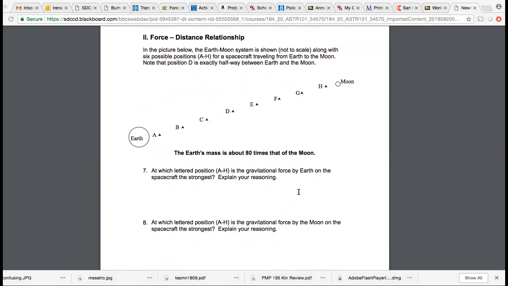Okay. And the picture below the Earth. In the spacecraft, where is the gravitational force the strongest on the spacecraft? At which lettered position? Where's the spacecraft? Show next. Okay.